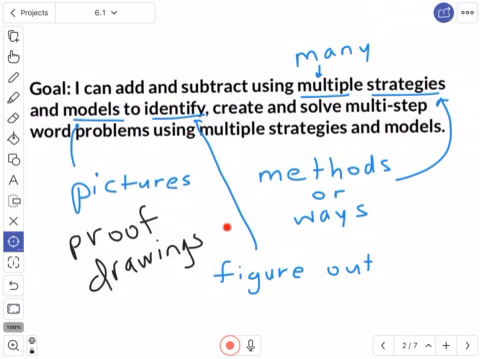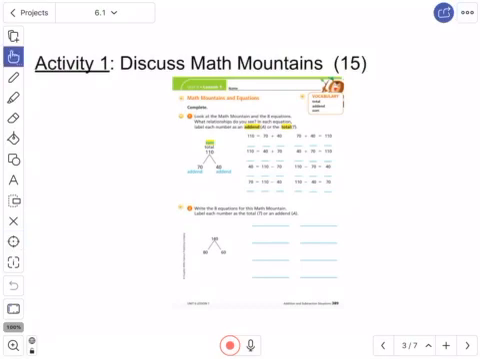To identify, and identify means to figure out, create, and solve multi-step word problems. Remember, multi-step means more than one. In using lots of different strategies and models. So again, multiple meaning many. So we're going to get a chance to do, could really use a lot of different strategies to solve these, just like anytime we've ever done any of our multi-step problems. We're going to get into it here.